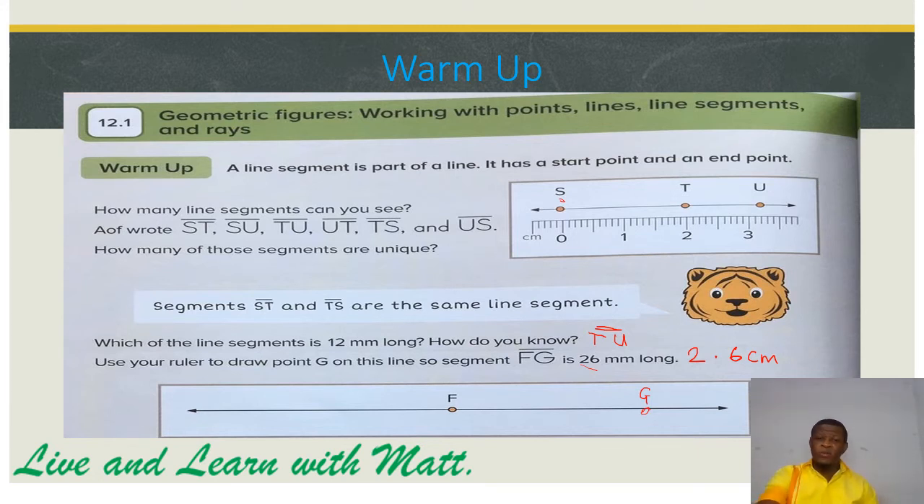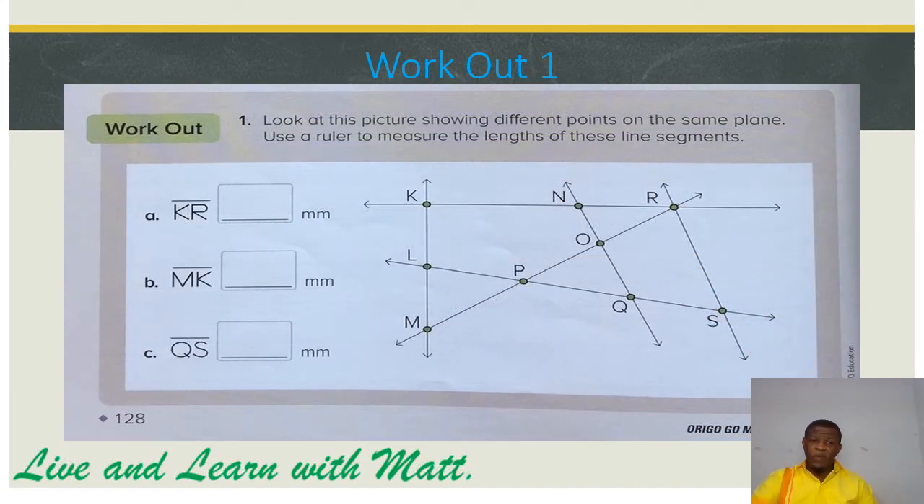Now let's go on to the workout. Workout number 1. Look at this picture showing different points on the same plane. Use a ruler to measure the lengths of these line segments. So we're going to use a ruler to measure line KR. KR is from here to R, to this point. So everybody measure it. What do you get? Use your ruler.